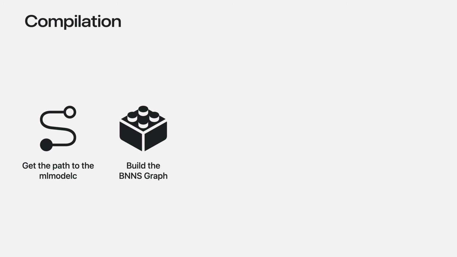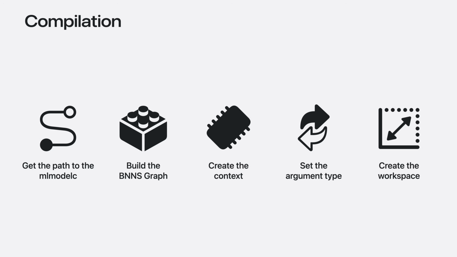The Xcode template uses Swift and SwiftUI for the business logic and user interface, and C++ for real-time processing. The C++ DSP kernel header file is where all of the signal processing takes place in this project, and that's where I'll be adding the BNNS graph code. To do that, I will get the path for the ML Model C, build the BNNS graph, create the context, set the argument type, and create the workspace. Now, let's see how to write the code.